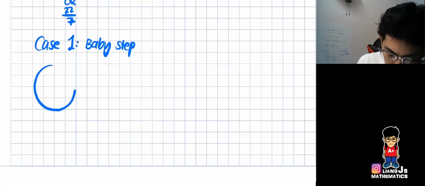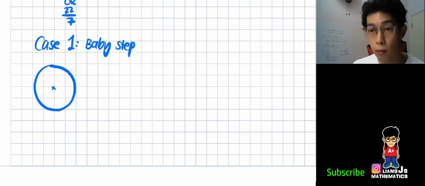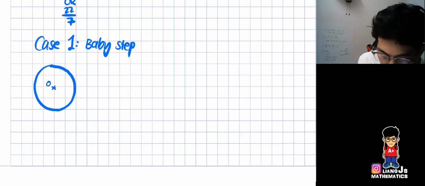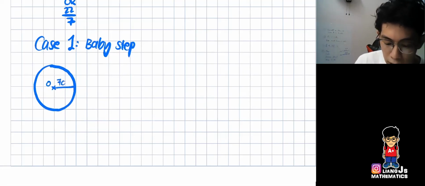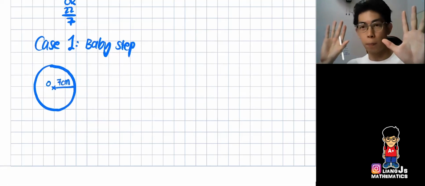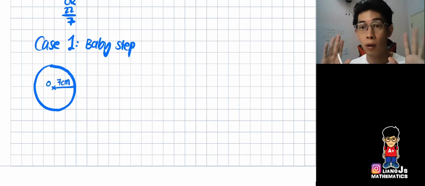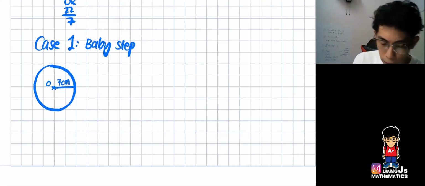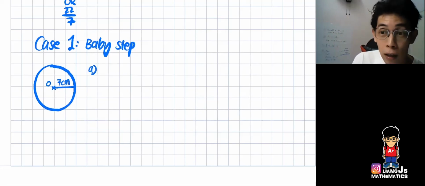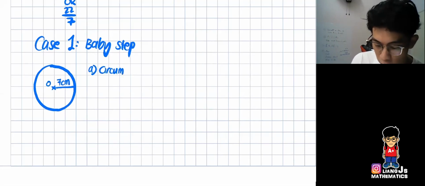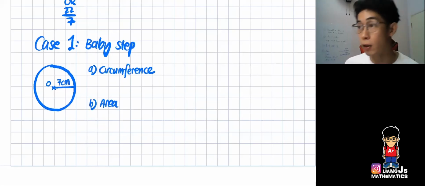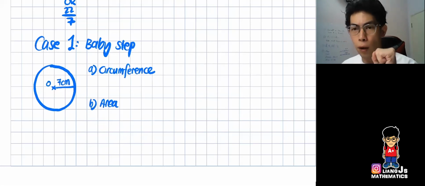Baby step number one, very basic one. I draw a circle, just a small one, not too small, somewhat bigger so you can put information inside. A center, and after that I draw a radius, which I place at 7 cm. Same example as the past two classes that we went through together. So I put a circle with 7 cm. Question A is find the circumference. Then B, area of the circle.